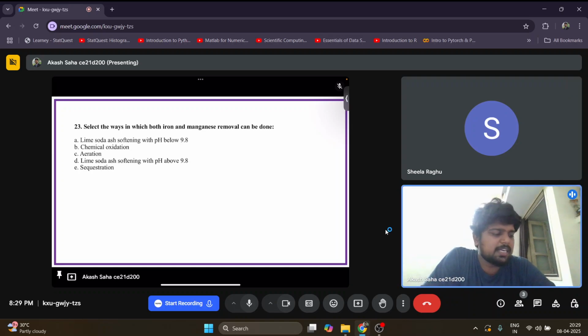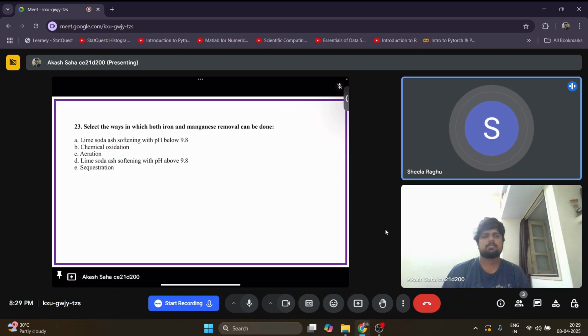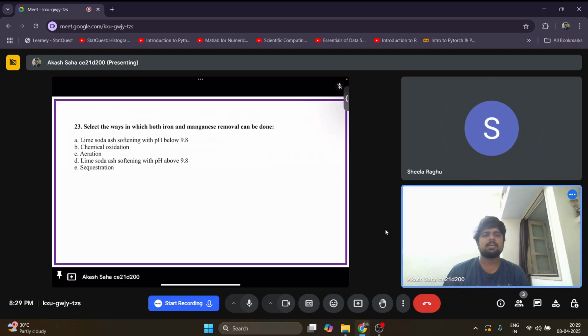Next one. Select the ways in which both iron and manganese removal can be done. We are talking about removal of iron and manganese. So what do you think among them can remove both iron and manganese? Can it be removed by the lime soda method?